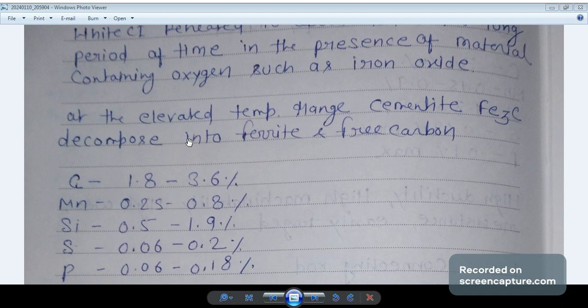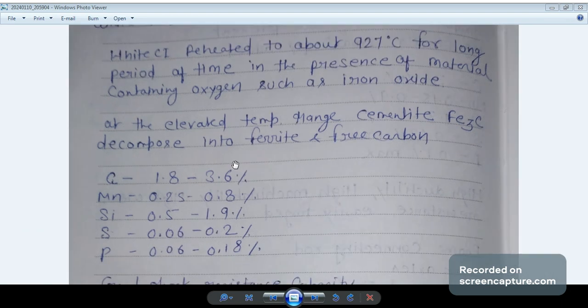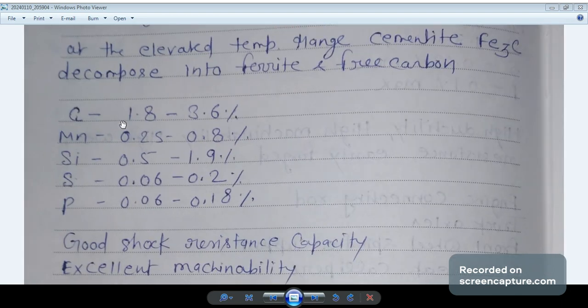So when malleable cast iron is heated, the carbon is freed from the iron, and this free carbon can easily be malleable into different shapes. The carbon is 1.8 to 3.6%. The material composition is similar to white cast iron because white cast iron and malleable cast iron are the same, but the properties change when we heat it to 927 degrees Celsius.